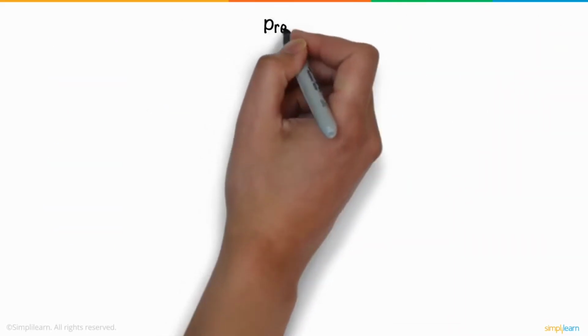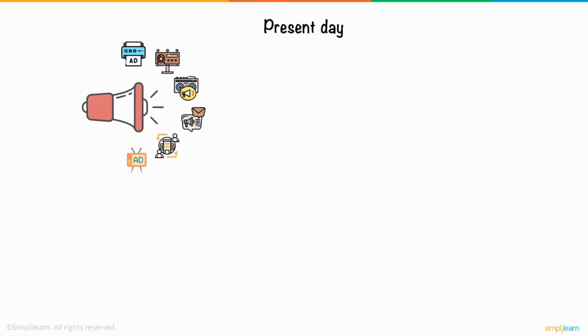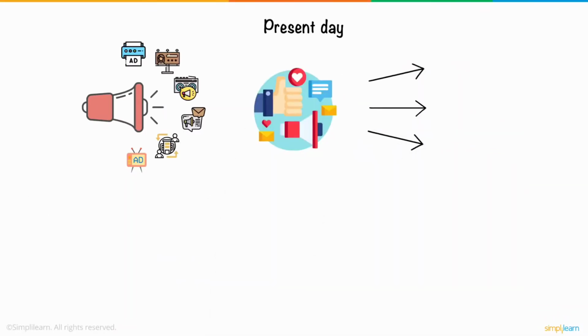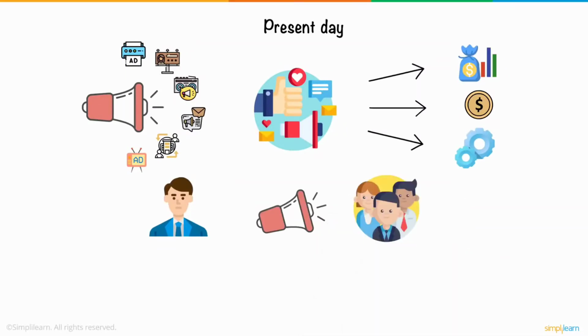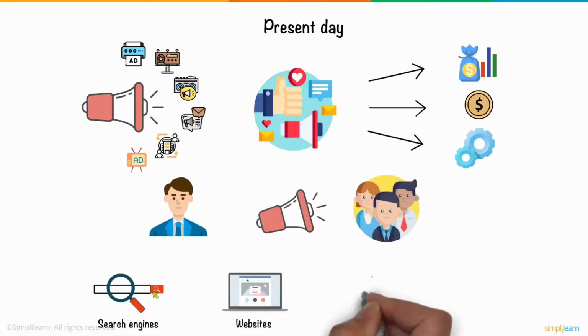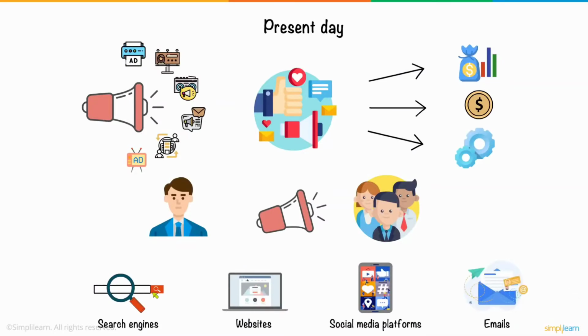Now, let's have a look at the same scenario in the present day. Alongside traditional forms of advertising, Phil would have access to digital marketing, a form of marketing that's a lot more lucrative, inexpensive, and configurable. Marketing that would enable marketers to advertise to their audience digitally using channels like search engines, websites, social media platforms, emails, etc.